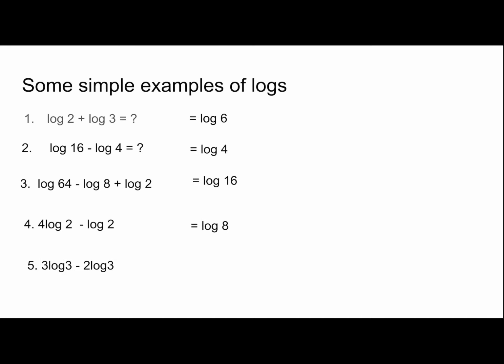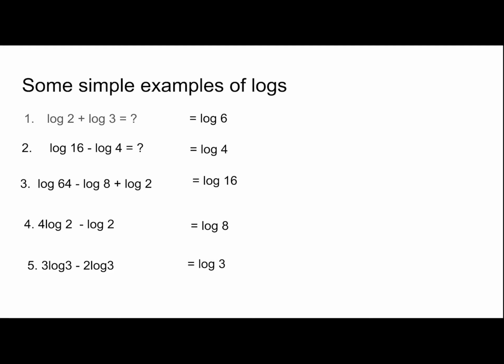And number 5, we have 3 log 3 minus 2 log 3. We can rewrite 3 log 3: 3 to the power 3 is 27, so 3 log 3 is log 27. And we can rewrite 2 log 3 as log 9. Log 27 minus log 9 is actually log 3.